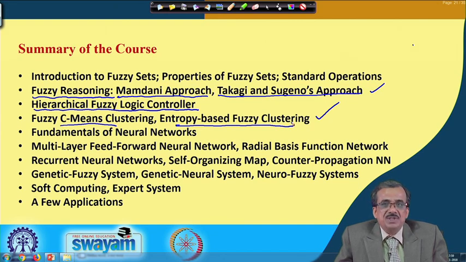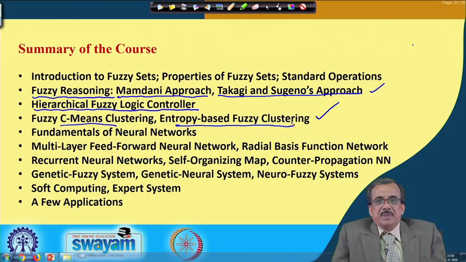But what we need is a very good, compact as well as distinct cluster, and that is why sometimes the merits of these two tools are combined and we develop entropy based fuzzy C-means clustering also.